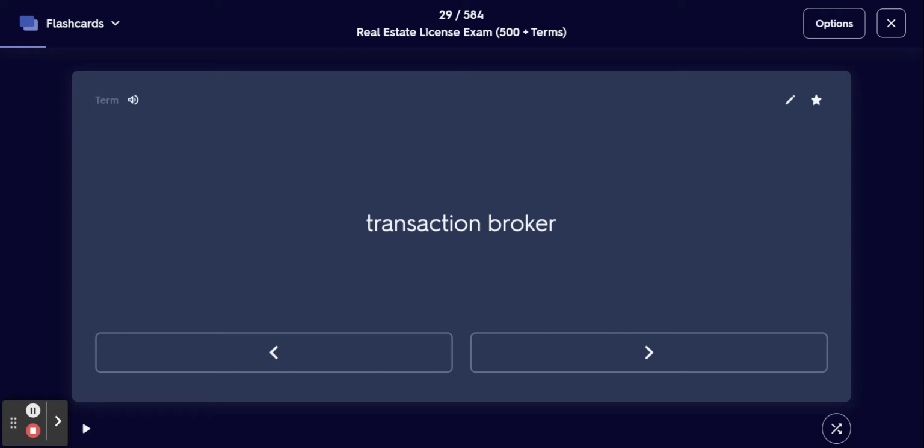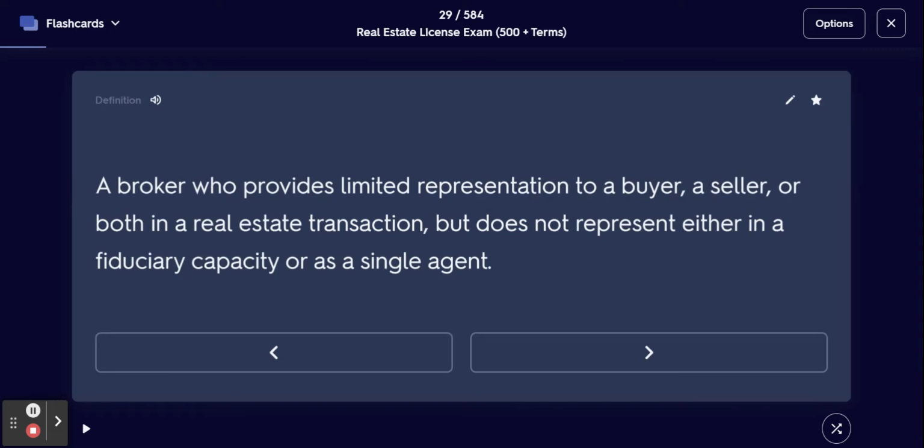Transaction broker. A broker who provides limited representation to a buyer, a seller, or both in a real estate transaction but does not represent either in a fiduciary capacity or as a single agent.